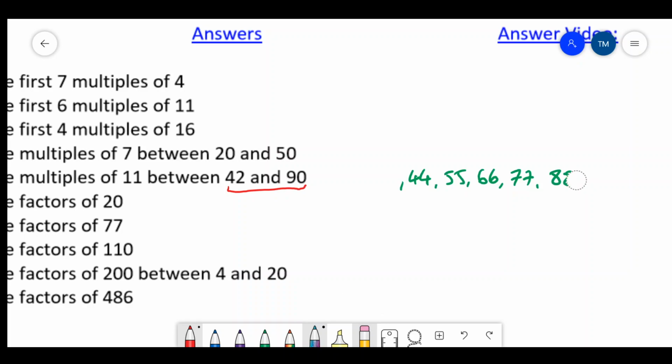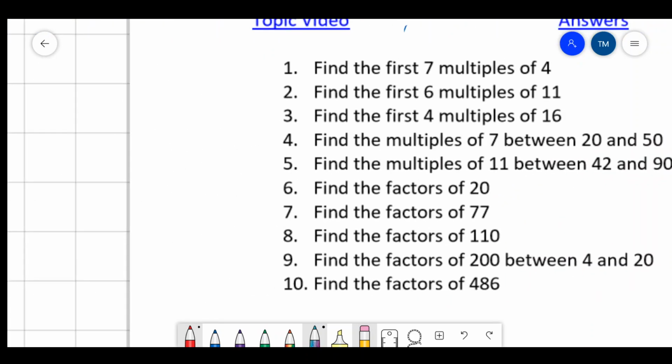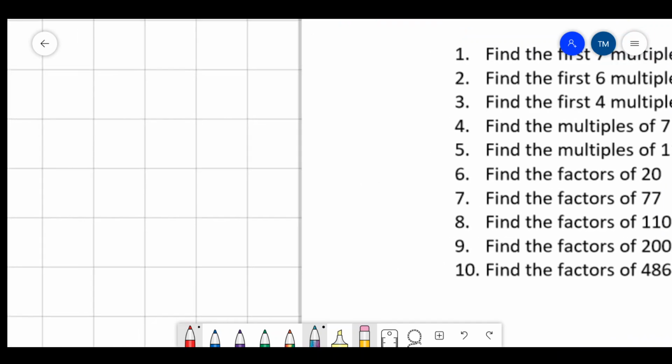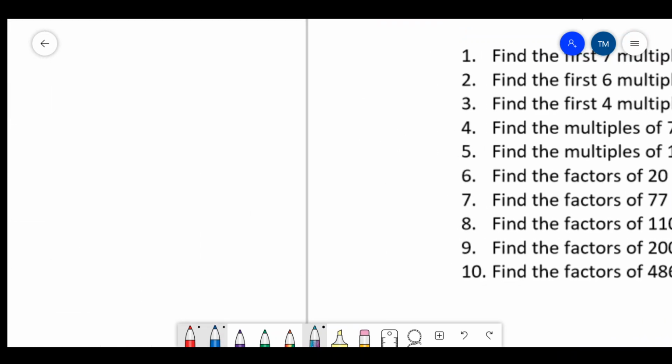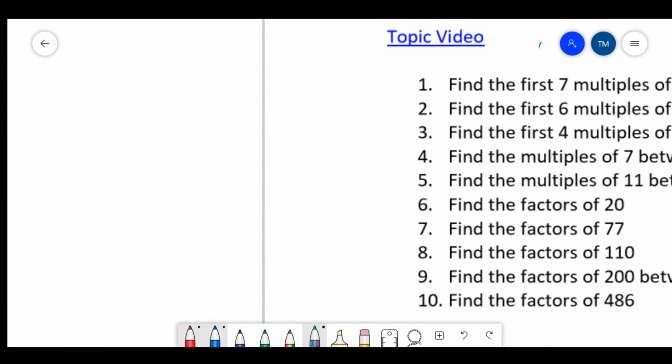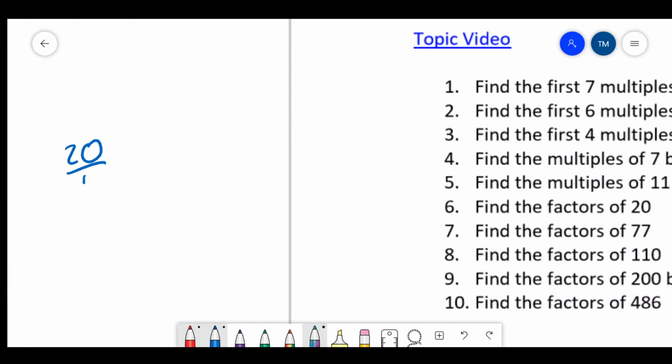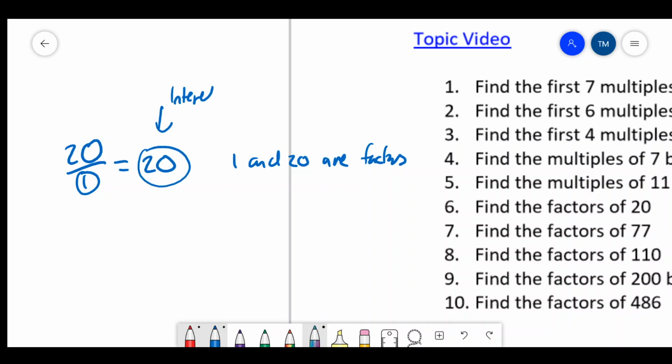Let's move on to the next questions now, which is the factor question. So the factor question, number 6, find the factors of 20. So to find the factors of 20, all we do is we start from 1 and we work our way through dividing 20 and seeing if we get an integer answer. So the first value is 20 divided by 1, which is 20. So therefore 1 and 20 are factors. Remember, as long as this is an integer, this value and this value are both factors of 20.